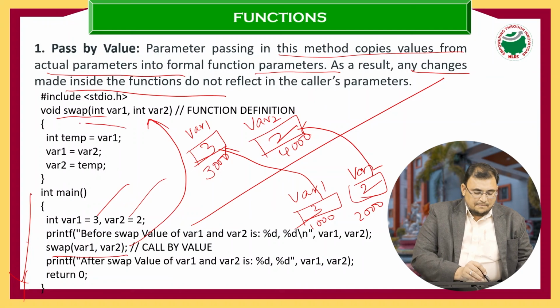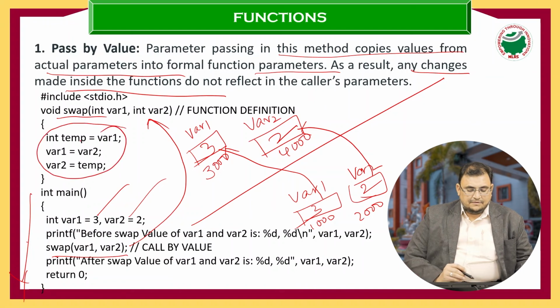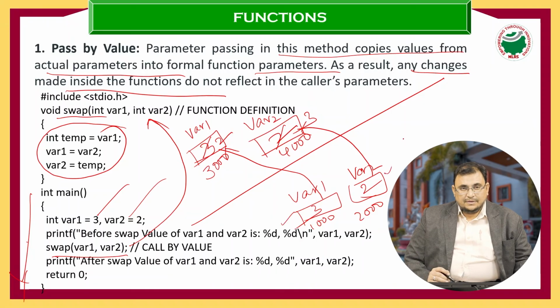Here I am performing swapping using a temporary variable. After swapping, it becomes 2 and it becomes 3. But they are modified only here. They are not reflected here because these values are not modified. Why? Because in call by value, actual parameters have different memory and formal parameters have different memory. If you modify formal parameters, they will not reflect in actual parameters. So this is the mechanism of call by value.